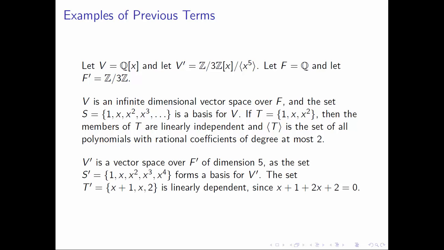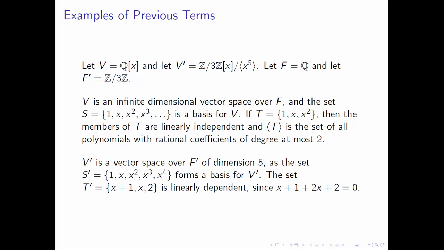Switching to the other example, here's an example of a finite dimensional vector space. So V primed is a vector space over F primed. It has finite dimension, and that dimension is 5. A very similar set, S primed, which is 1, x, x squared, x cubed, and x to the 4th, forms the basis for V primed. I'm not going to prove that, and I'll leave that to you. I think it's pretty easy to show that S primed spans, and it's equally easy to show that if you take any combination of those elements and add them together and happen to get the 0 polynomial, the things you were multiplying by had to all be 0.